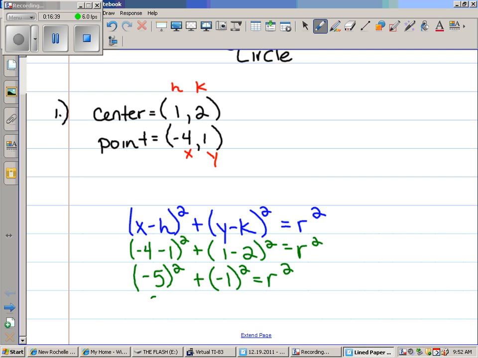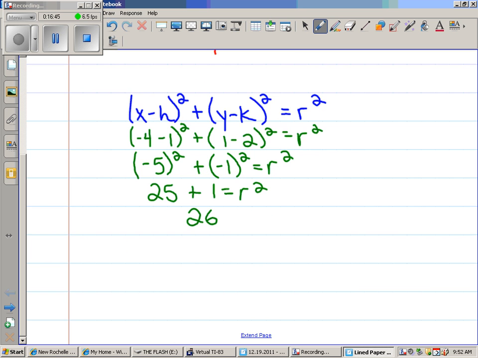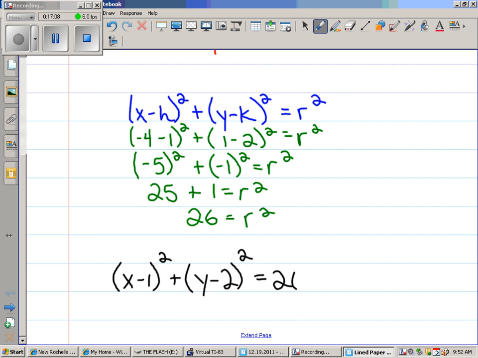So it's 25 plus 1 equals r squared, which is 26. Do you need to find r? No. Don't even waste your time doing it. People get all messed up trying to find r. Let's just fill back in our equation at the end. It's going to be (x minus 1) squared plus (y minus 2) squared equals 26. That's it.